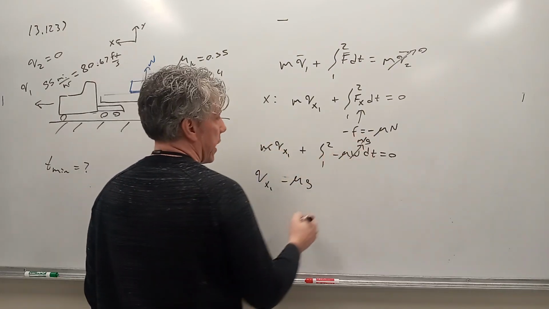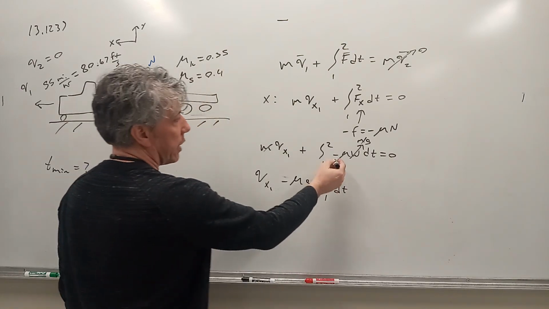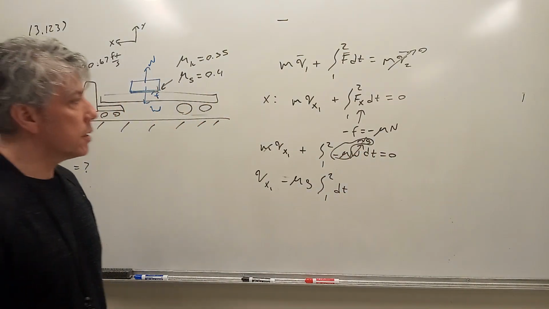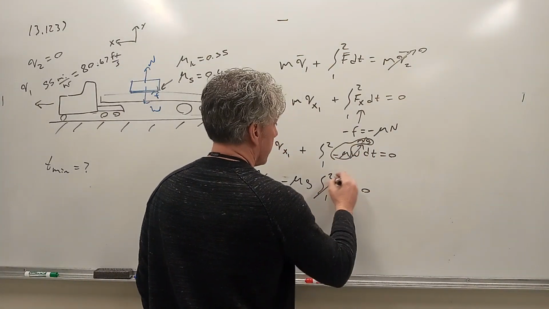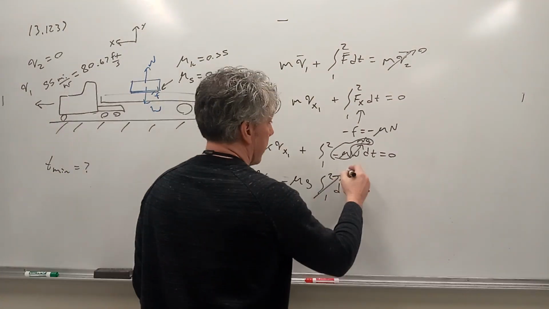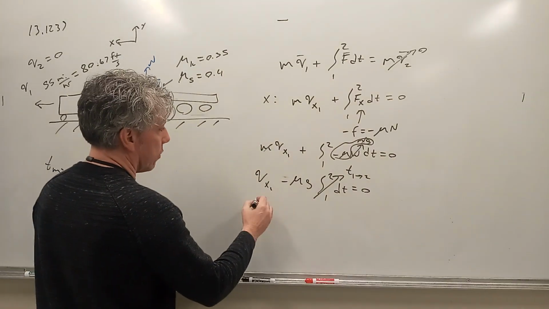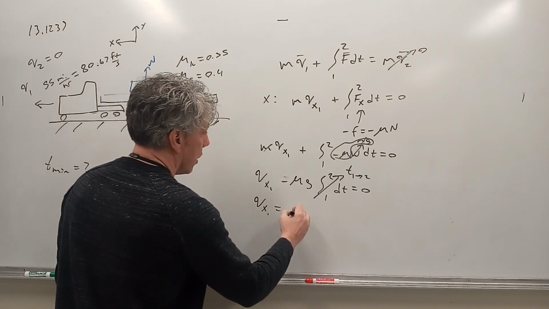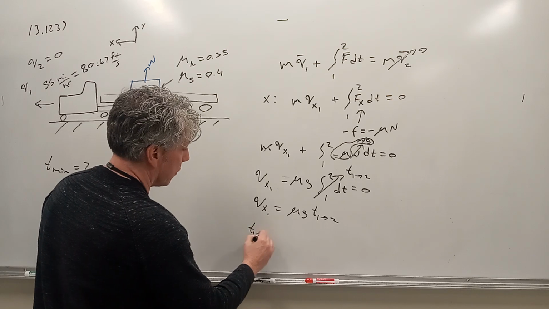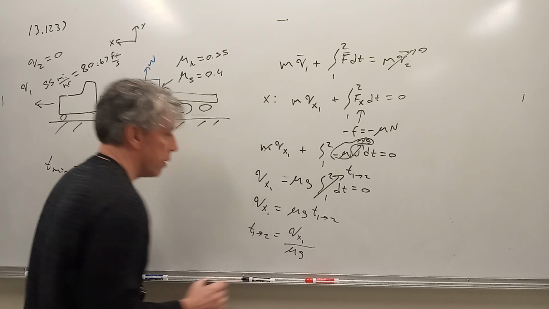Notice I'm canceling the mass. Integral 1 to 2 dt. I pulled out everything, right? Negative mu g, all that came out. They were all constants, equals 0. So what is the integral of dt? Simple, t. It's the amount of time to go from state 1 to state 2. And that's what we want to know. How much time does it take? Well, let's see. V_x1 equals mu g t from 1 to 2. So the time to go from state 1 to state 2 equals V_x1 divided by mu g.